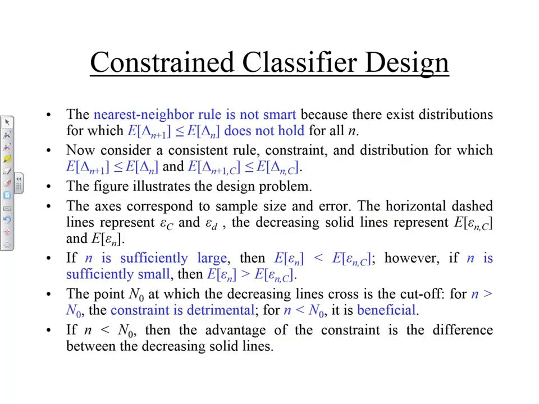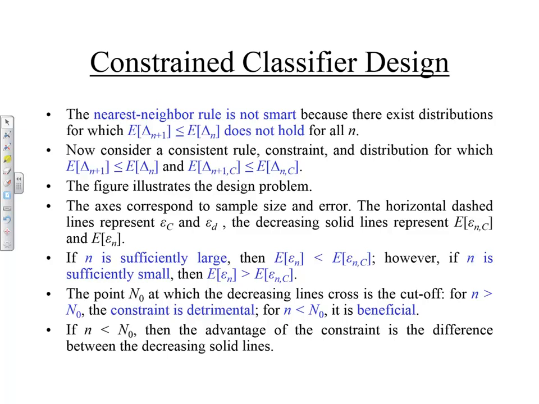The nearest neighbor rule is not smart, right? Because there exist distributions. So is it stupid? I don't know. Because there exist distributions. It's like the smart grade. Somebody said that smart grade is probably not a good name. There was the grade stupid before.